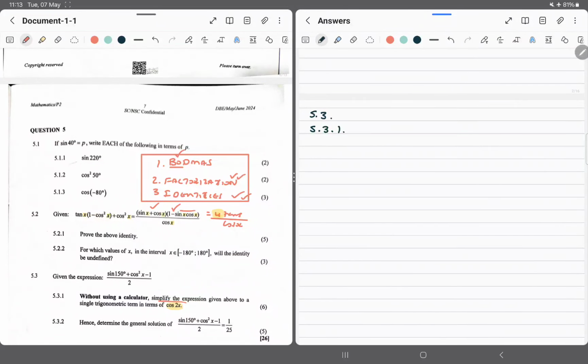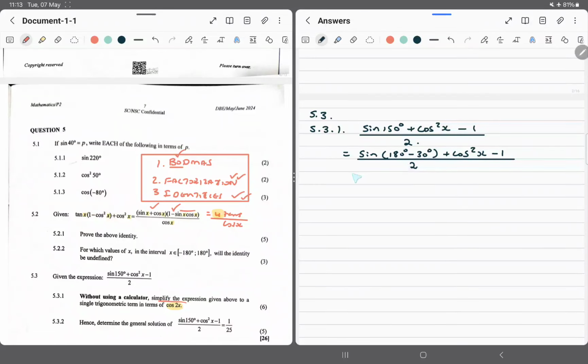5.3.1, what do we have? Sine of 150 degrees plus (cos squared x minus 1) over 2. Again, simplification, 3-step approach. First, BODMAS, reduction formulae. 150 is big, so we need to reduce this. This is sine of 180 degrees minus 30 degrees plus cos squared x minus 1.